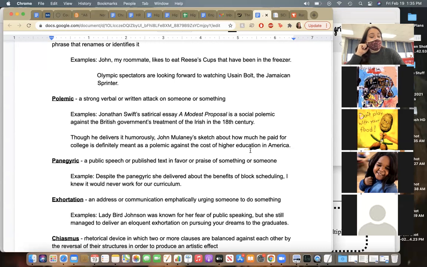is, though he delivers it humorously, John Mulaney's sketch about how much he paid for college is definitely meant as a polemic against the cost of higher education in America. They're attacking this thing, the idea of it.